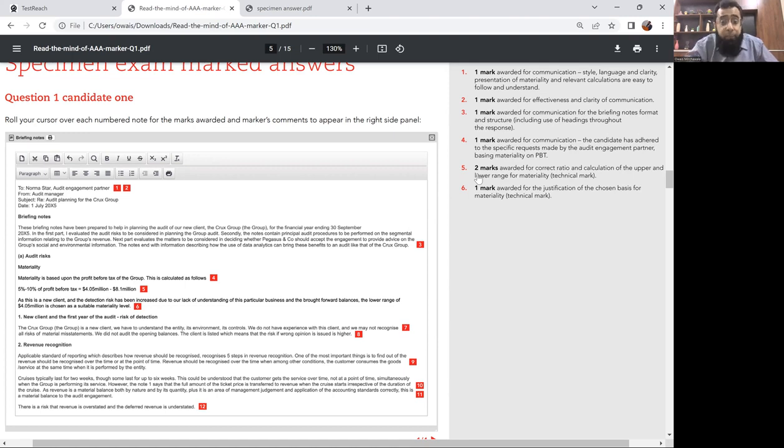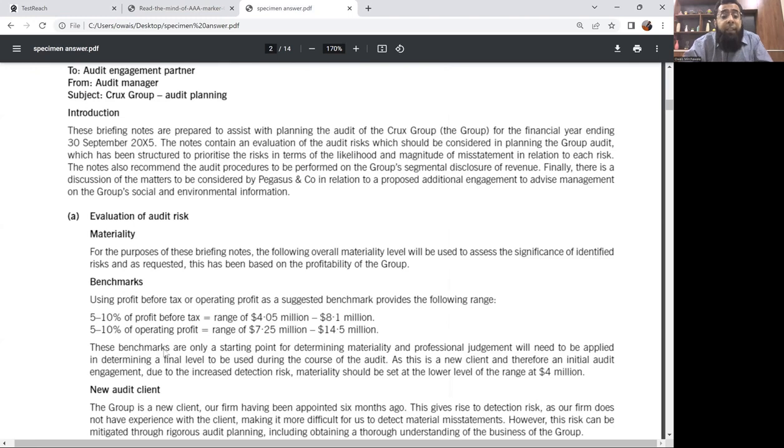Are you getting it? Okay, so like the examiner, if you comment on operating profit and then on the PBT and then make a comment that these benchmarks are only a starting point for determining materiality and professional judgment will need to be applied in determining the final level to be used in the course of audit, as this is a new client and therefore initial engagement, due to increased detection risk, materiality should be set at the lower level range of 4.05 million, which he has rounded off to $4 million.